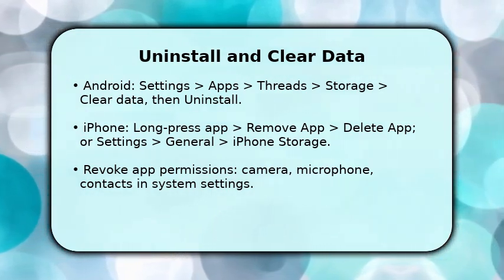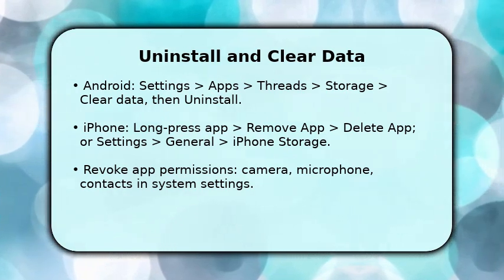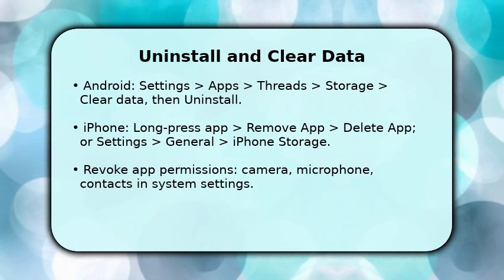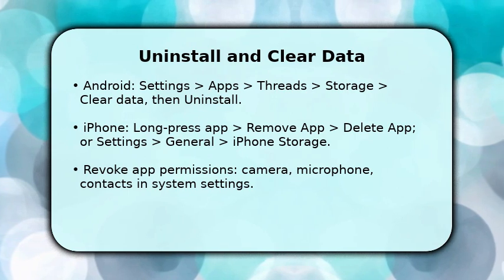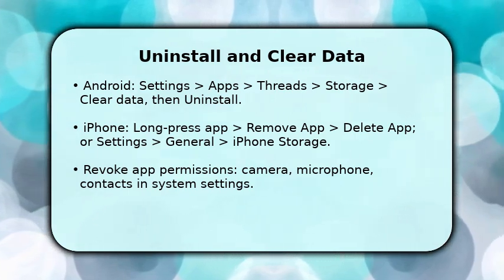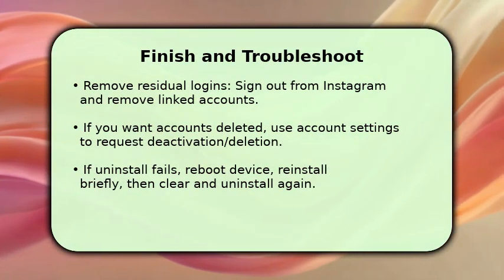After uninstalling, go to System Privacy or Permissions to revoke camera, mic, and contacts access so the app can't reconnect or retain authorization. These steps stop background traces. Finally, double-check you're signed out of Instagram and remove any linked accounts in Account Center if you want complete separation.